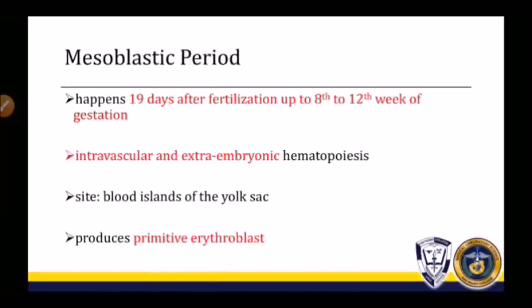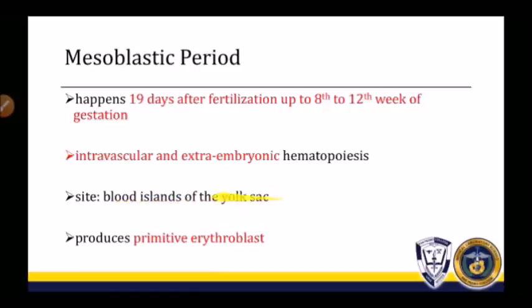So, the first period is the mesoblastic period. So, in this hematopoietic period, no definite hematopoiesis happens. So, murag dili in ana, or ang hematopoiesis nga nahitabo sa mesoblastic period is not the same as the hematopoiesis that happens sa ato karon as adults. So, mesoblastic period of hematopoiesis begins 19 days after fertilization and up to the 8th or 12th week of gestation. So, mesoblastic period of hematopoiesis happens in the blood islands of the yolk sac.